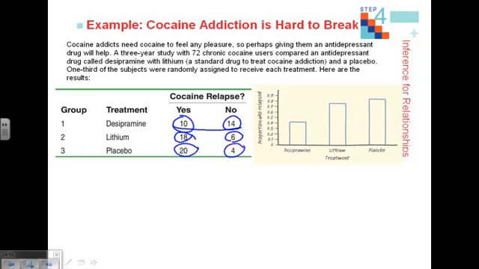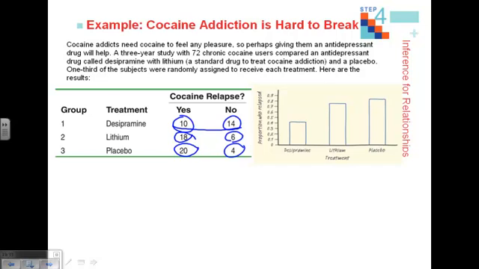And the question is, do we have convincing evidence that the treatment choice makes a difference? If you look at it graphically, it looks like desaspermine users have a lower rate of relapse. But as we've seen before, does lower rate mean it's significant? Can't tell without running the statistics. All right?